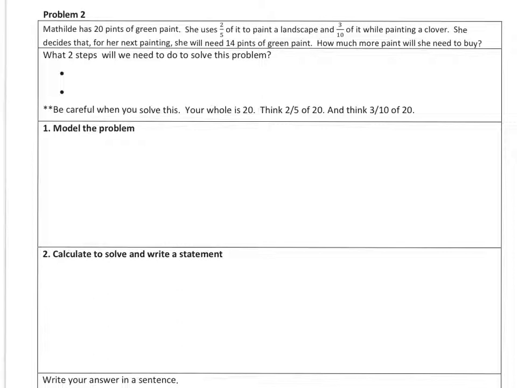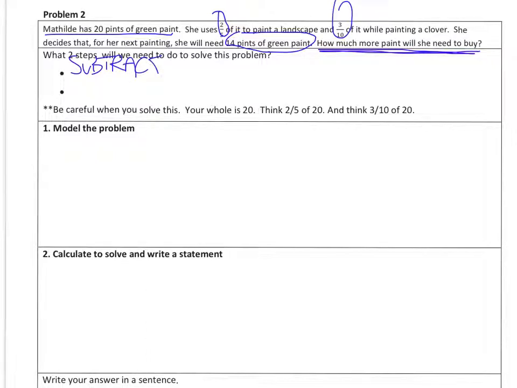So Matilda has 20 pints of green paint. She uses 2/5 of it to paint a landscape and 3/10 while painting a clover. She decides that for her next painting, she will need 14 pints of green paint. How much more paint will she need to buy? All right, this one's tricky. So, what 2 steps will we need to solve this problem? Well, first, we have to subtract 2/5 and 3/10 from the whole.